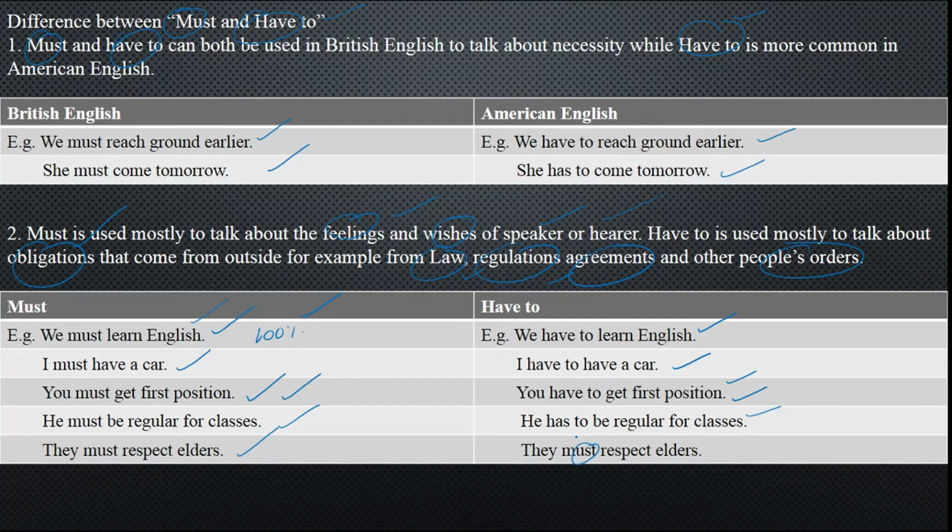Must, I've forgotten writing have to. So they have to respect elders. Whether they like it or not, however they are, elders are to be respected. Why? Because they are elder and you need to respect them. So they have to respect elders. So these two differences you got, the British and the American, and must and have to, the second difference.